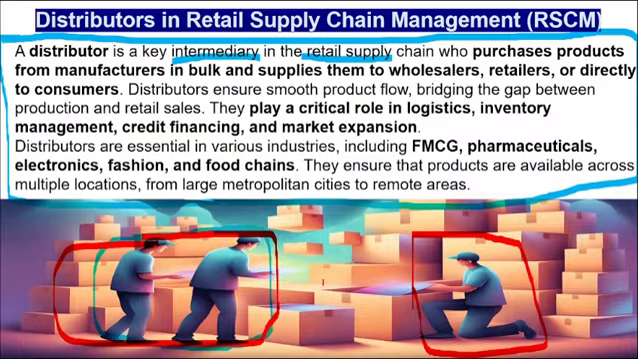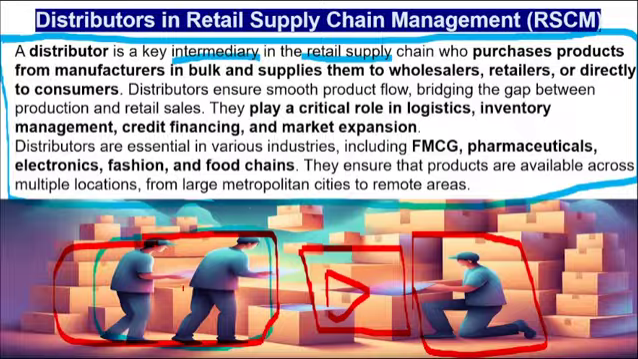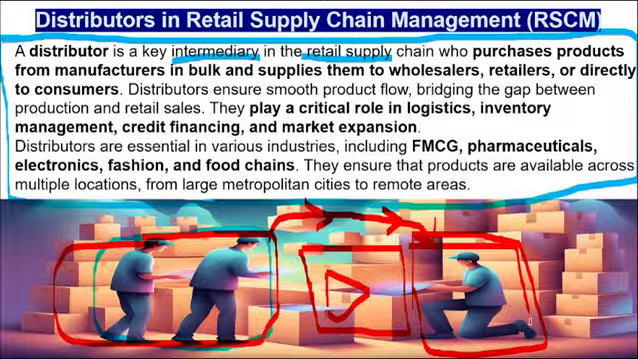Consider they are the manufacturer, and this is a distributor, Distributor D. It's what it mainly does. It buys the product from here and gives it to the consumer, or you can say the retailers, wholesalers, e-commerce channels, and many other things.